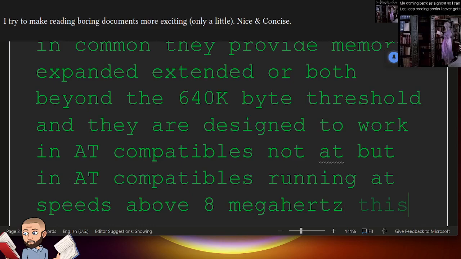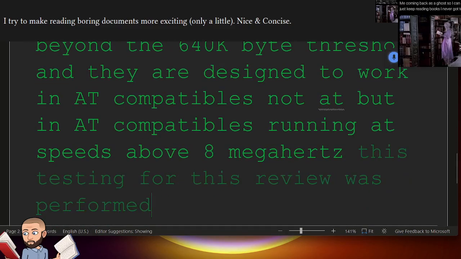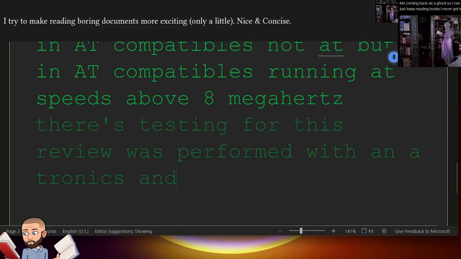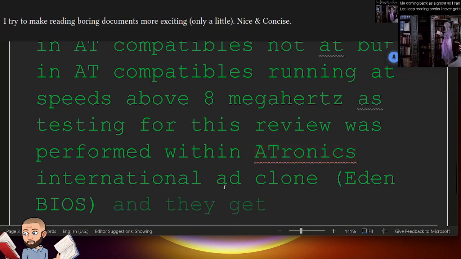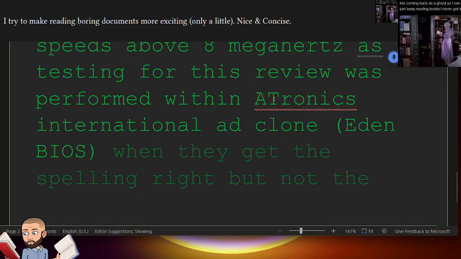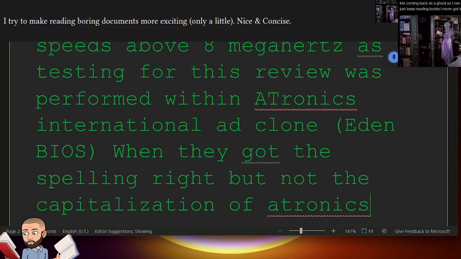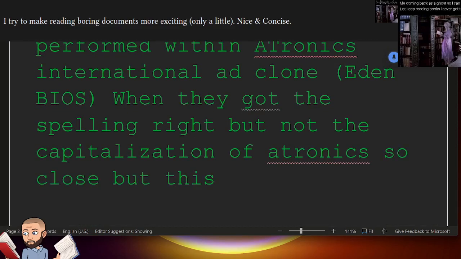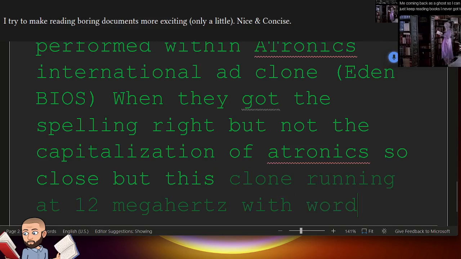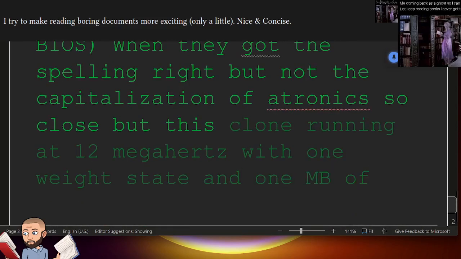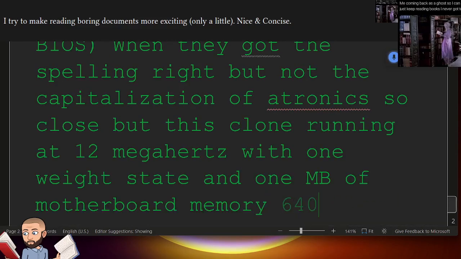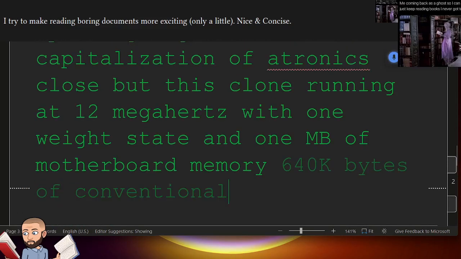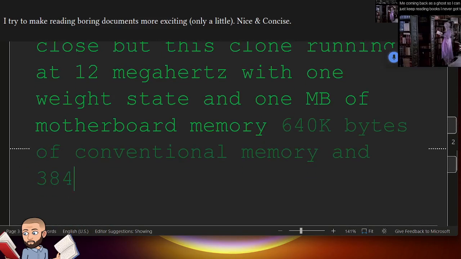The testing for this review was performed with an Atronics International AT clone. Well, they got the spelling right, but not the capitalization of Atronics. So close. But this clone is running at 12 MHz with 1 wait state and 1 megabyte of motherboard memory: 640K bytes of conventional memory, and 384K bytes of extended memory.